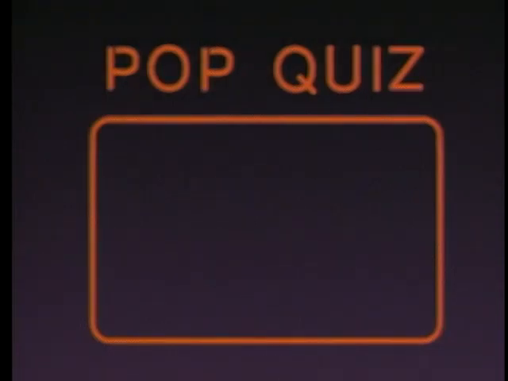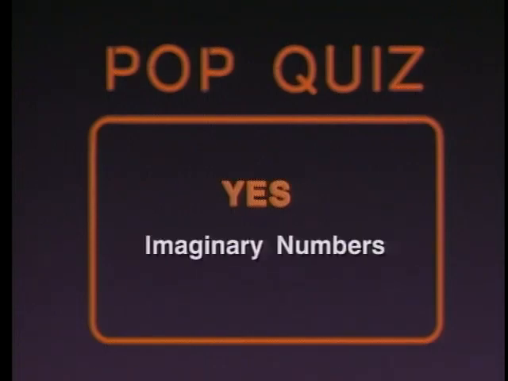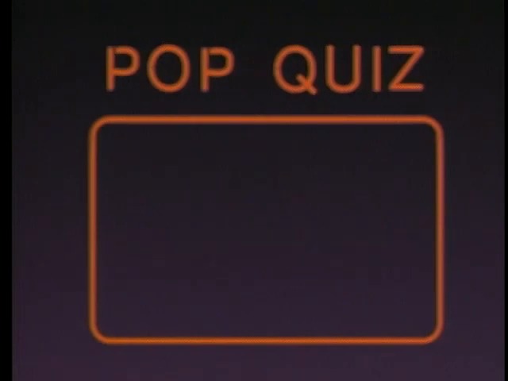Are real numbers a subset of any other set of numbers? Yes. Which one? Complex numbers. What other set of numbers is a subset of complex numbers? Imaginary numbers.